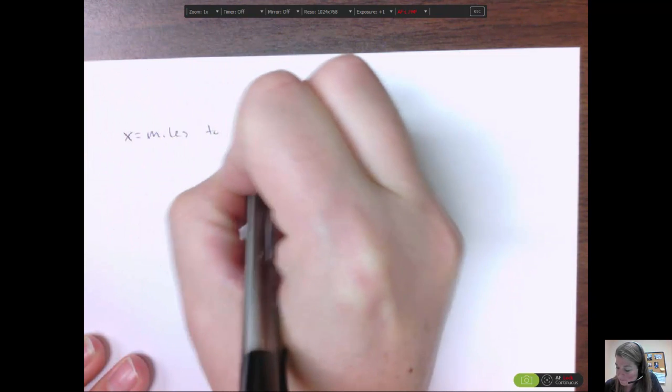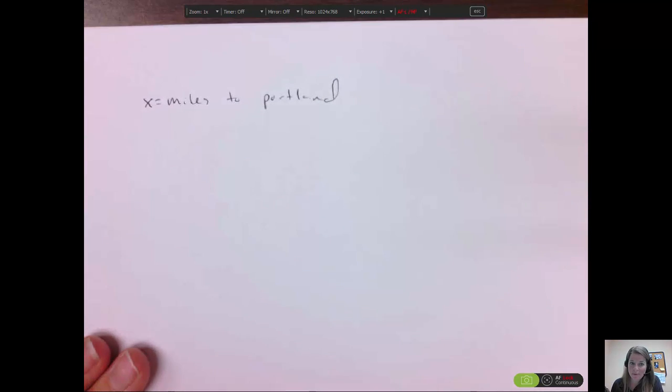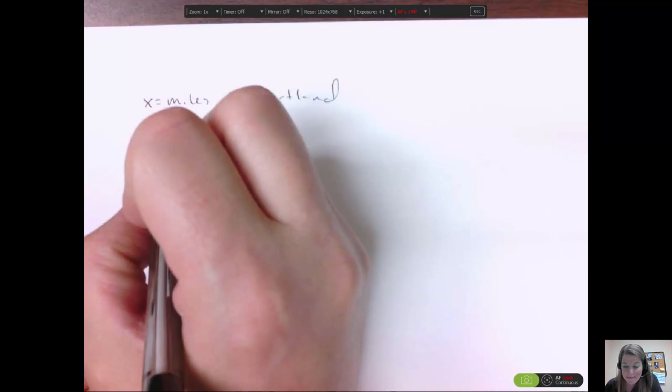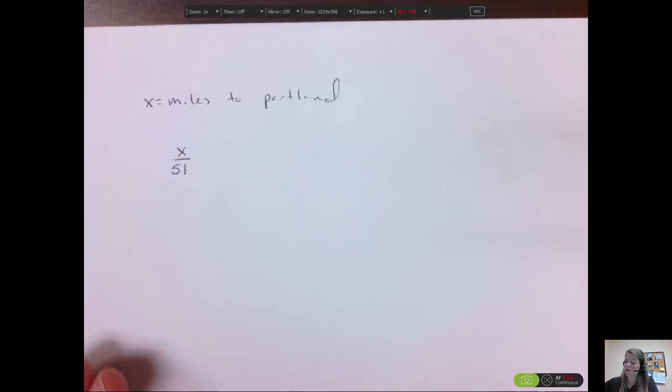Here's how I think of this one. We're going to let x be our miles to Portland. Then what I really did was 51 divided into our miles, or our rate dividing into our distance. Distance equals rate times time, but distance divided by rate can also be equal to time.